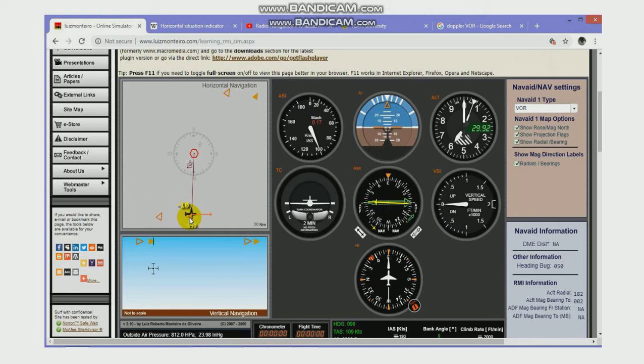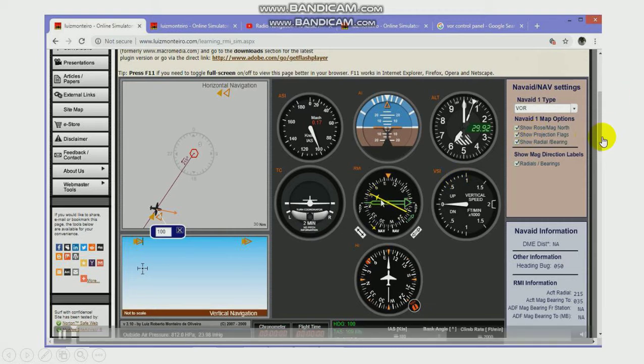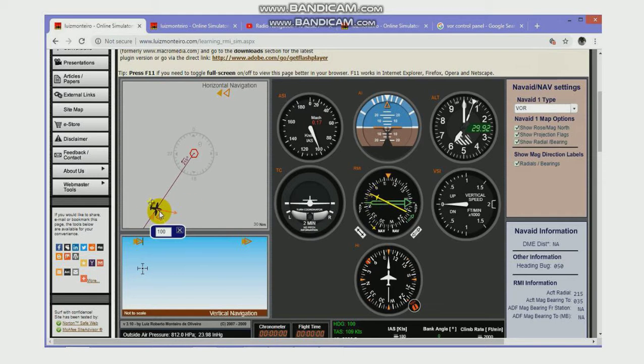Then, if your aircraft turns to 100 degrees, for example, this arrow here will point to 100 degrees, meaning you are flying 100 degrees with respect to the magnetic north. This yellow line here indicates the lateral position of your aircraft. No matter what direction it flies, it will always point to the VOR.